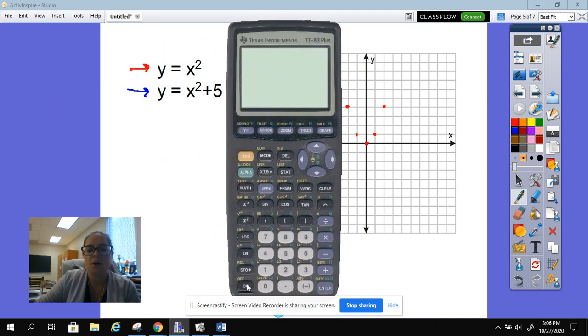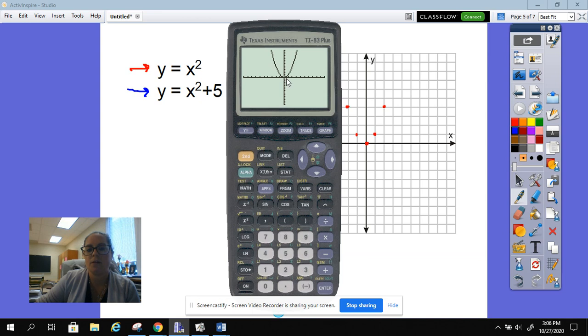So if I was doing this one, I would go to the y equals first to type my equation into the calculator. So y equals is up here, and I will type in x squared. To get the x, you use the button right here beside alpha. So click x, and then you square it. That is the parent function. And if I graph it, it looks just like these points right here.